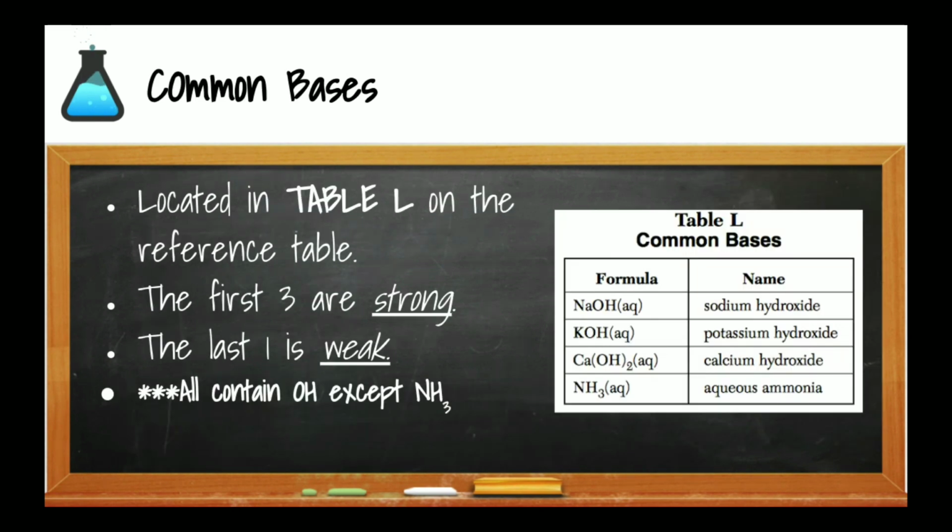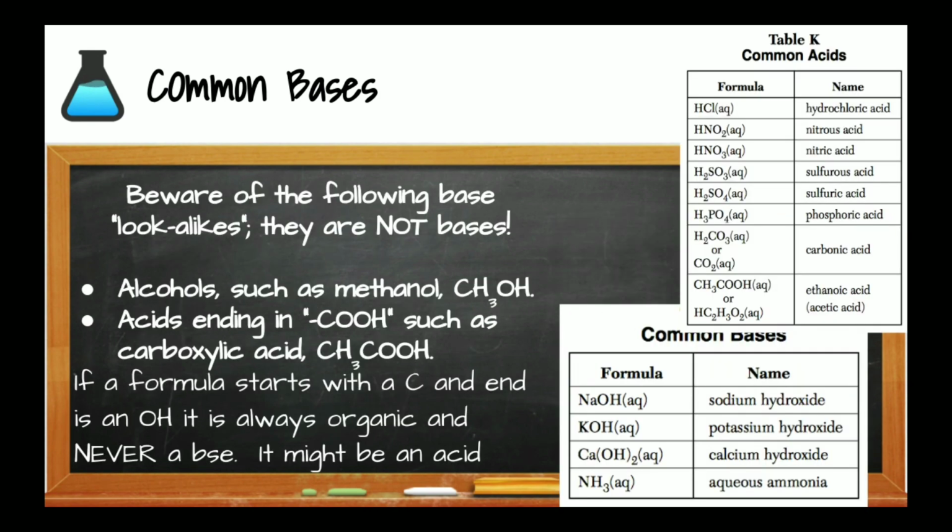Now, bases are found on reference table L. Notice that most bases end in hydroxide. Of course, ammonia is our exception. Now, one important tricky trap to avoid is that not all formulas that end in an OH actually contain a hydroxide ion. That means not all formulas that end in an OH will indicate a base.